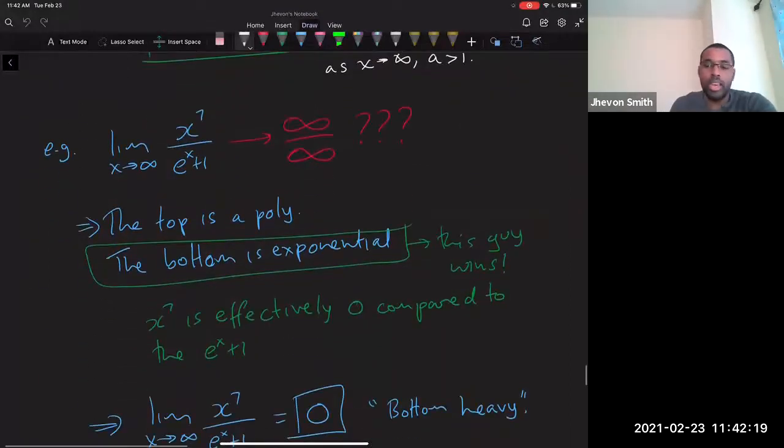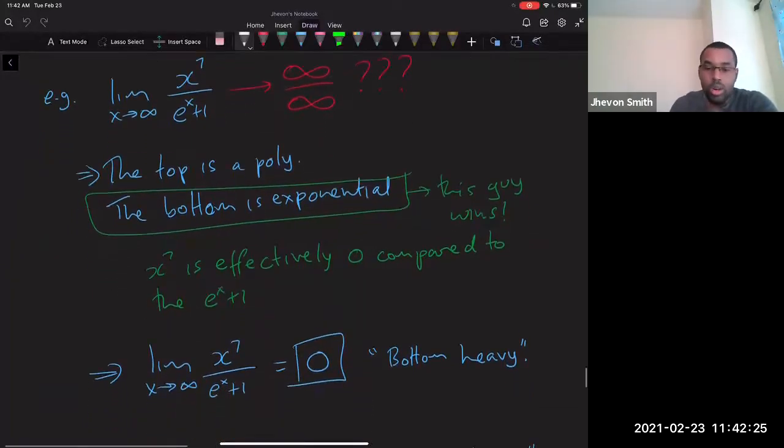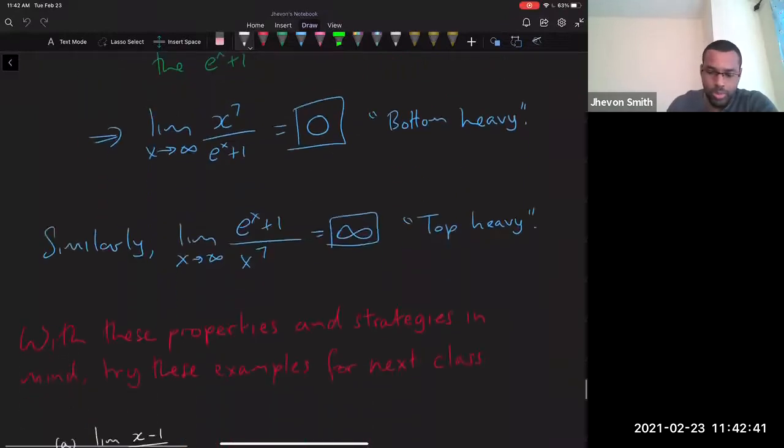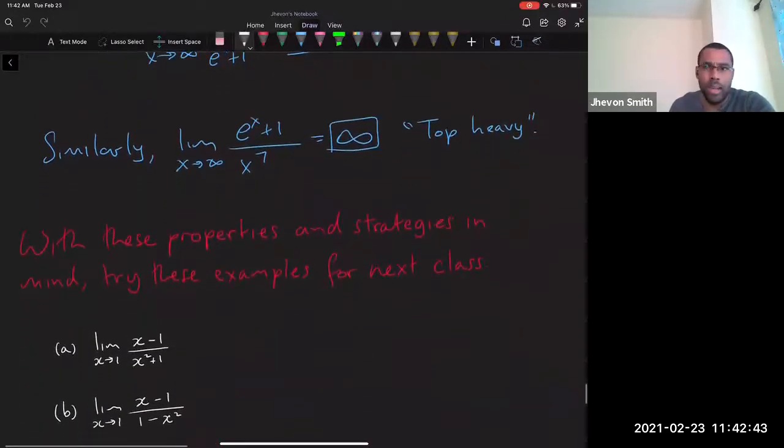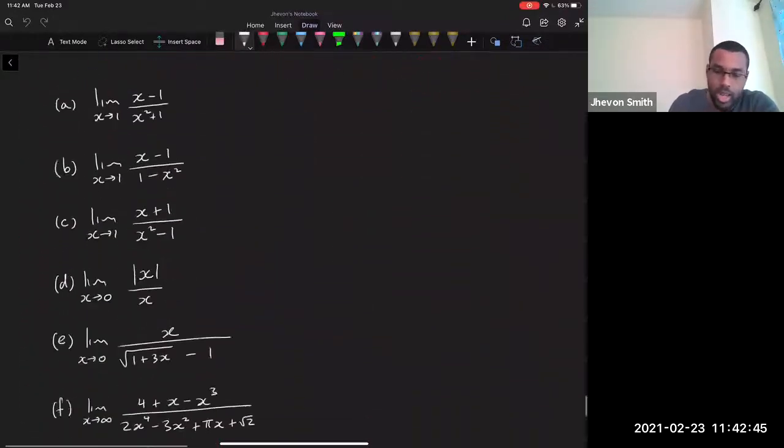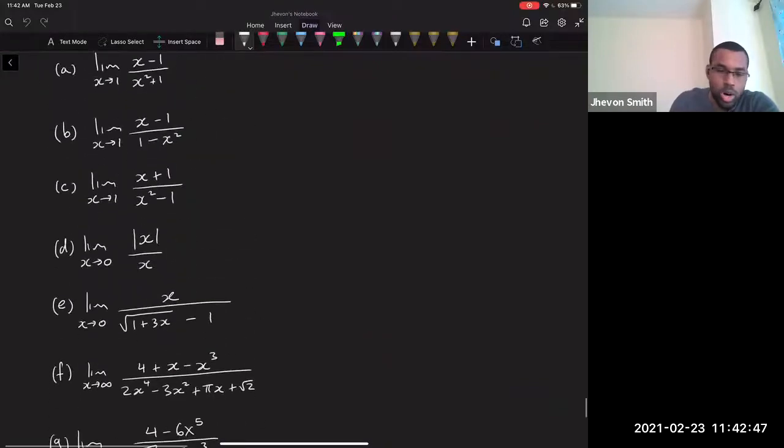So if you were to say the limit as x approaches infinity of x to the 7 over e to the x plus 1, we can know the answer is going to be 0 because the top is a polynomial and the bottom is an exponential. The infinity at the bottom is much heavier than the infinity on the top. In fact, the infinity on the top is effectively 0 compared to the infinity on the bottom. And so we end up looking like 0 over infinity, which gives us 0. If we flip it, the opposite happens. It's top heavy, right?